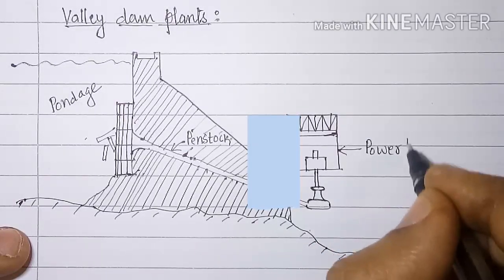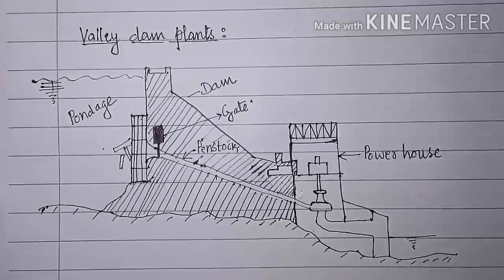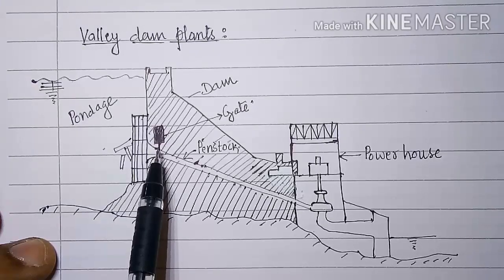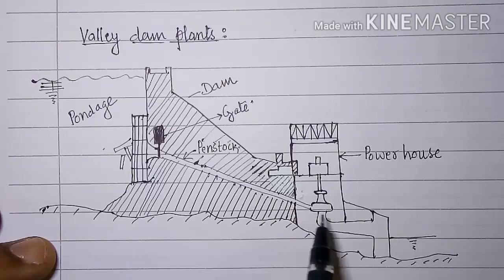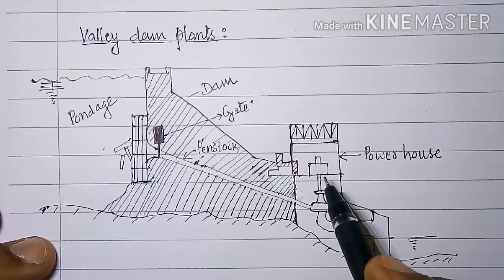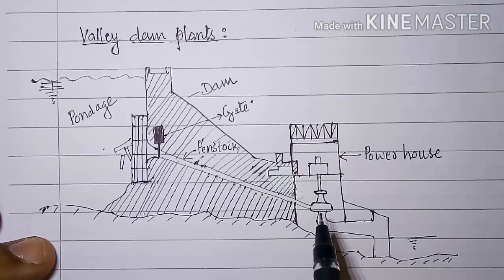Here is the powerhouse now. So what all can you see here? Pondage behind the dam, screen, gate, dam, then a penstock to carry the water from the pondage to the turbine. Here is the turbine, and it is coupled at this point to the generator, and the generator generates electrical power when its shaft is being rotated by the turbine. The turbine in turn rotates because of the water impinging on it.